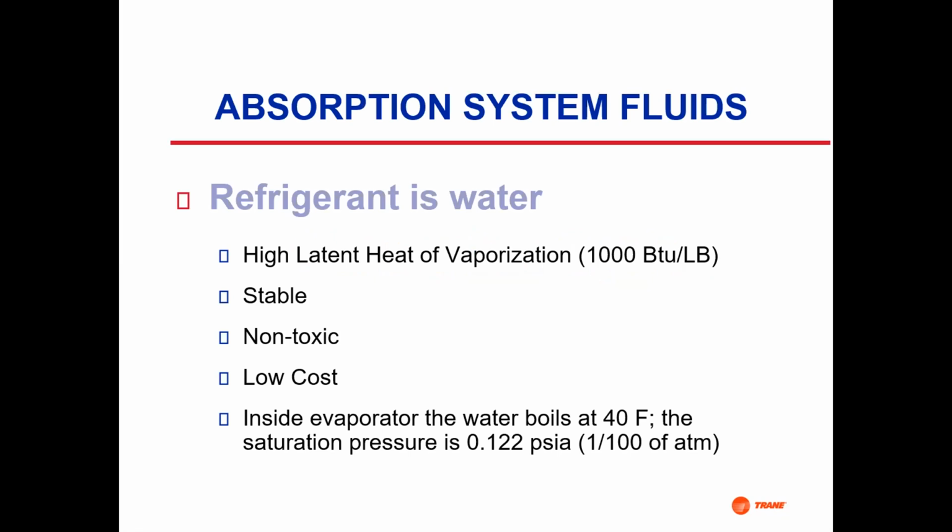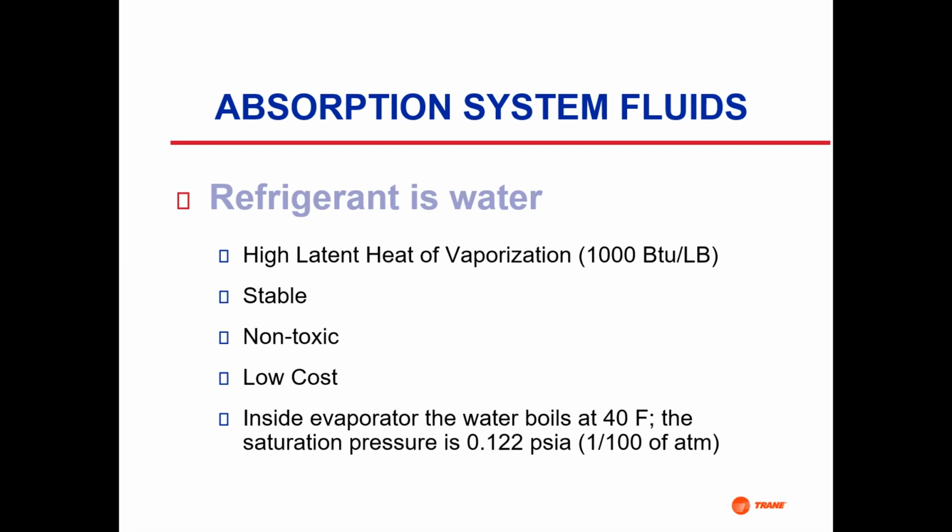Okay, so absorption system fluids. What we really have here is a refrigerant pair. There are two common ones. Probably the most common for HVAC is water and lithium bromide. We'll see the lithium bromide on the next slide, where water is actually the refrigerant. You probably never thought about water being able to be a refrigerant, but it is, and it's utilized in the absorption cycle.